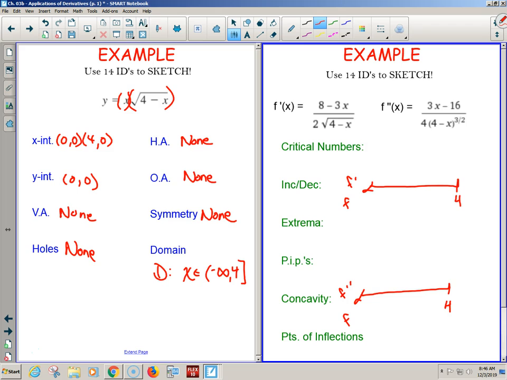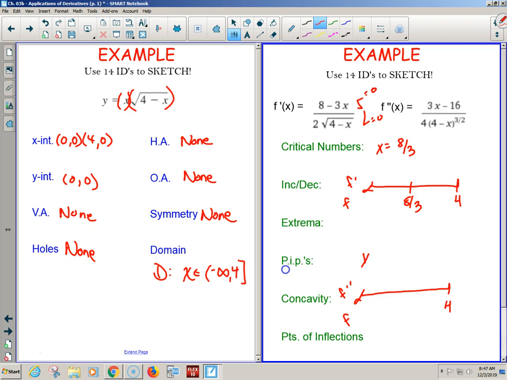Subtract an 8, divide by negative 3. 8/3. Is that in my domain? Yes. Where did I get it? By solving the numerator. Why did I ignore the bottom? Well, he's my domain. I'm using 4 anyway. He's the boundary. So I only got 1 additional: 8/3. Hey, while we're setting everything up, why don't we find our PIPs too, yeah?